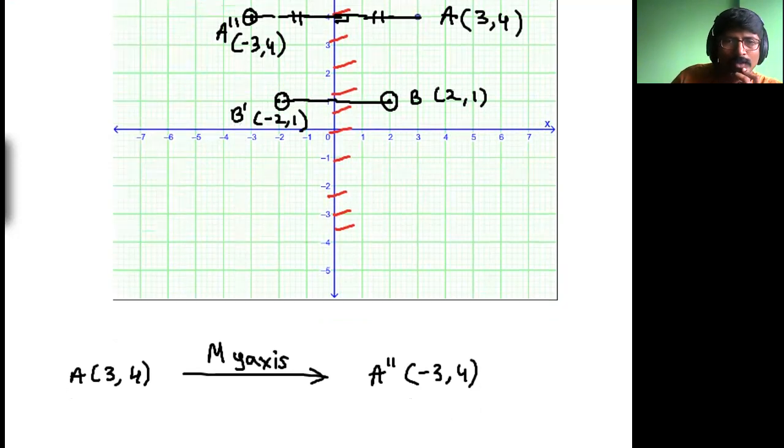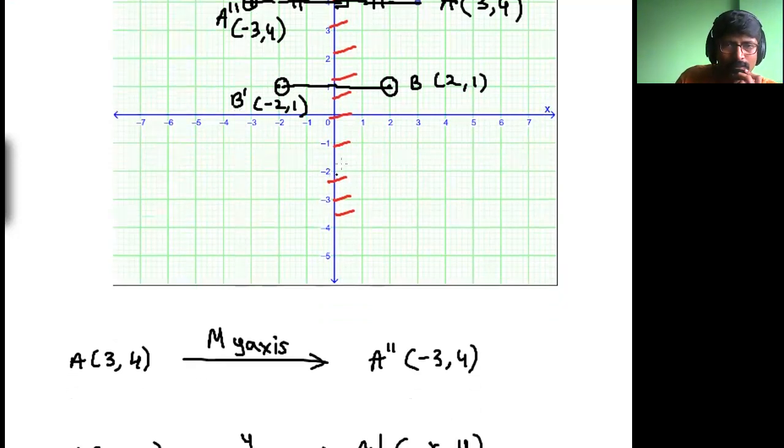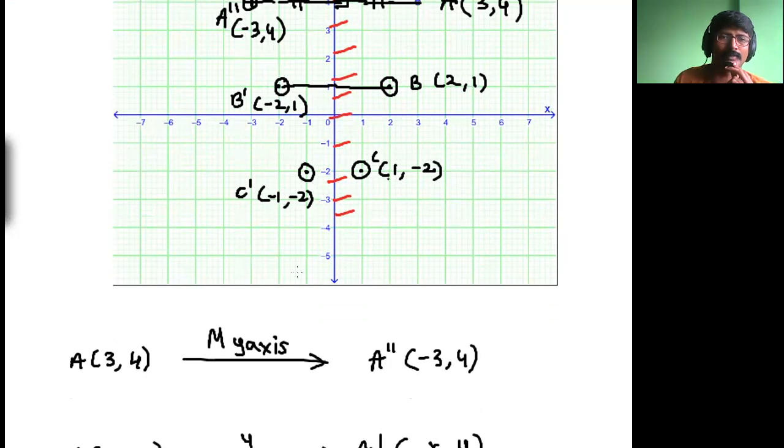Very, very simple. Okay, if point C is, say, (1, -2), when it reflects, it becomes C prime. So what will be the coordinates of C prime? (-1, -2). So y remains the same, -2 only, but x gets reversed, isn't it?